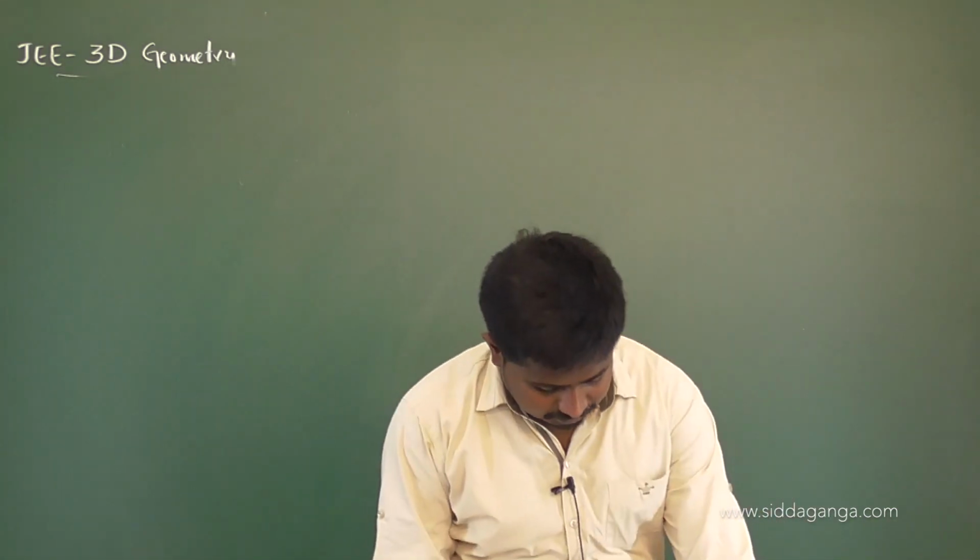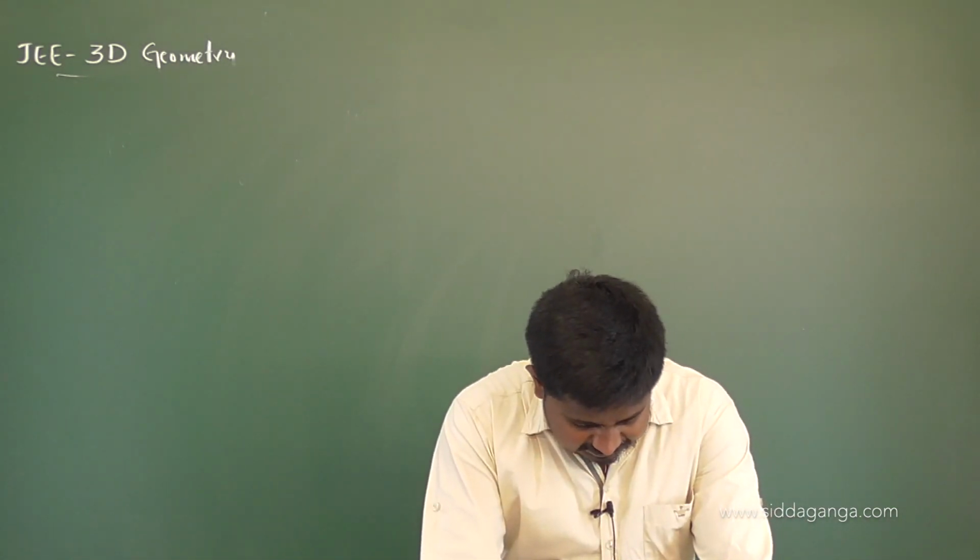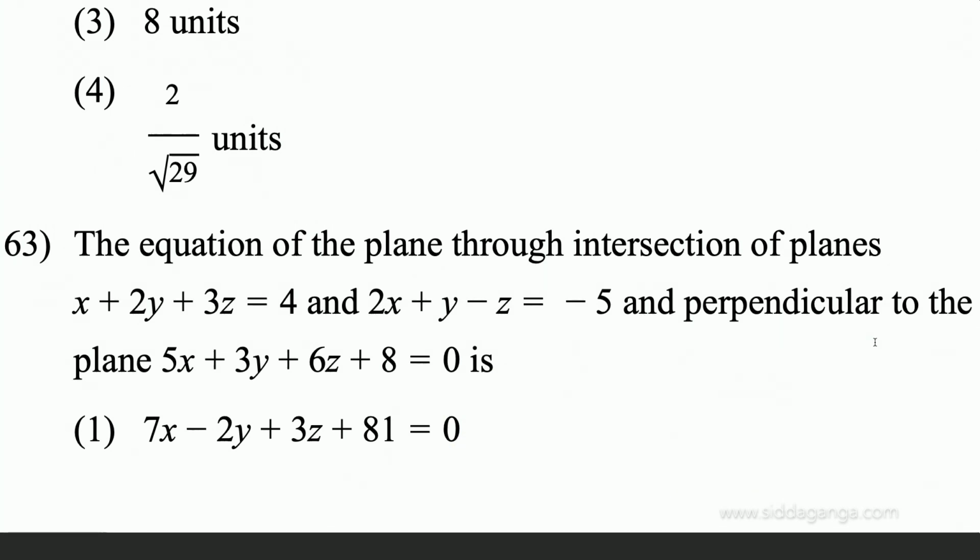Okay, let me move. Question number 63, I think, right? The equation of the plane through the intersection of the planes and perpendicular to the plane. Yes, we have to find the equation of the plane. The required plane is perpendicular to the third plane and passes through the line of intersection of the first two planes, right? The line of intersection of the first two planes and also perpendicular to the third plane.